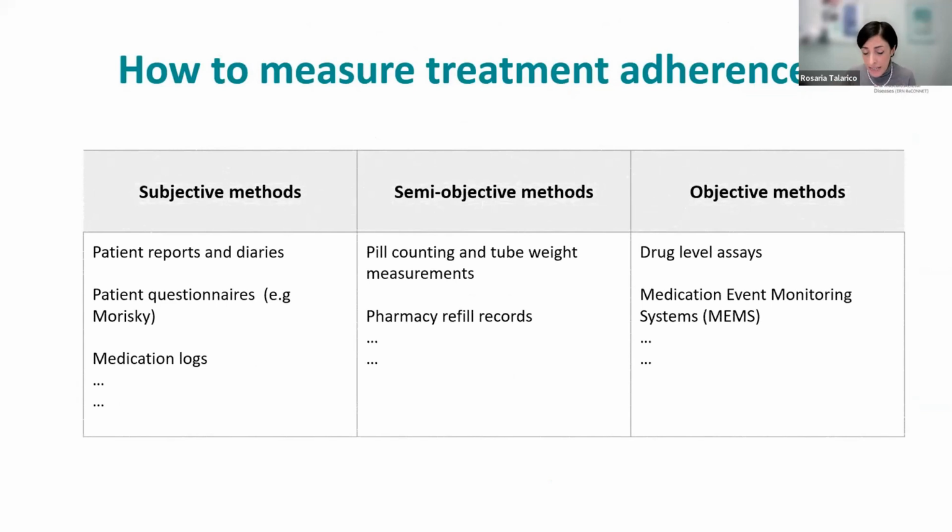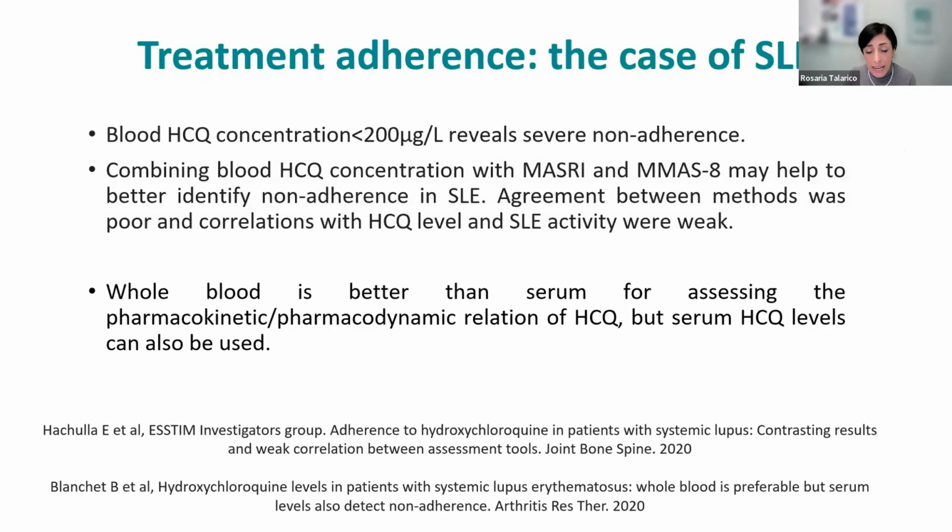So from this data, what we have learned and tried to summarize is that the ways of measuring treatment adherence are very different, but we may distinguish something subjective, something semi-objective, and something very objective. This is the case, for example, of drug level, let's say the blood test. This is the case of hydroxychloroquine, for example.